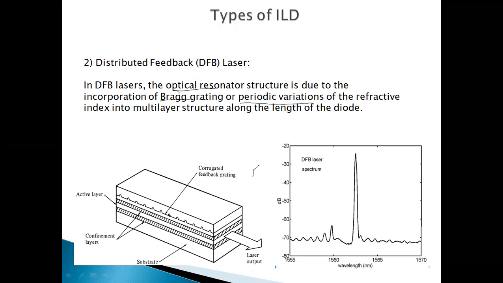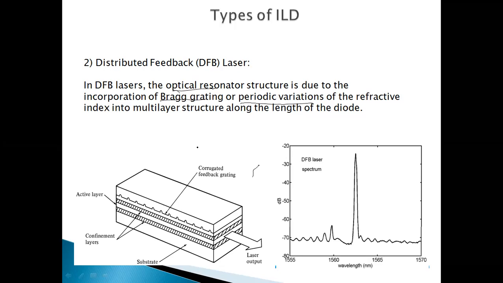Okay, so this grating is also known as a Bragg grating, or periodic variations. The DFB is based on the existence of this corrugated feedback grating. That's how the DFB is said to function, based on the existence of this Bragg grating. So I'm not going to go into detail on how these lasers function.